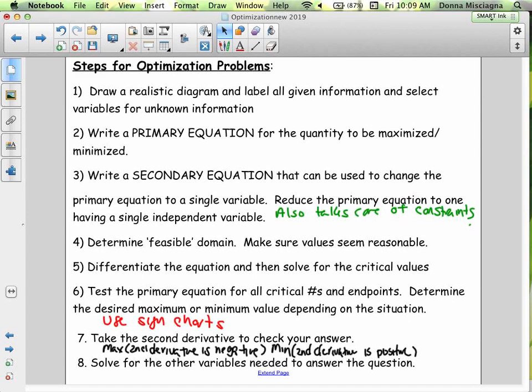And then solve for other variables needed to answer the question. So once you solve for your variable, maybe you solve for length, but they want an area. Well, you plug it back into whatever equation. Not necessarily the primary equation. It could be a secondary equation. Anything that would answer the question.